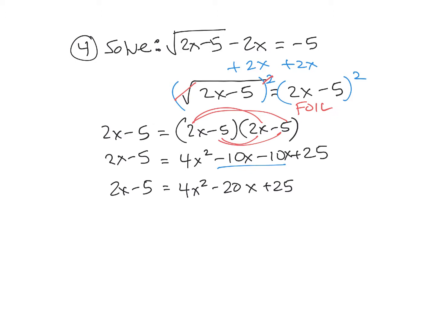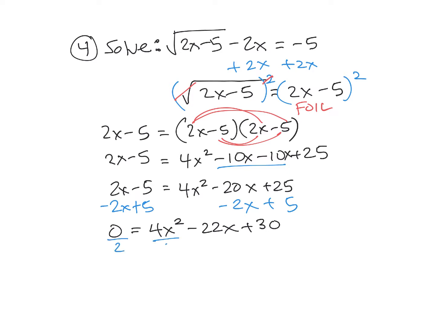I'm not in standard form yet, so I'm going to subtract 2x from both sides, add 5 to both sides, and I'm going to end up with 0 equals 4x squared minus 22x plus 30. All right, I can do the quadratic formula right there and now, but for my own sake, I know that things are easier if I've got smaller numbers, and I notice that all of those numbers are even. So I'm going to divide out a 2, more or less, from all my terms.